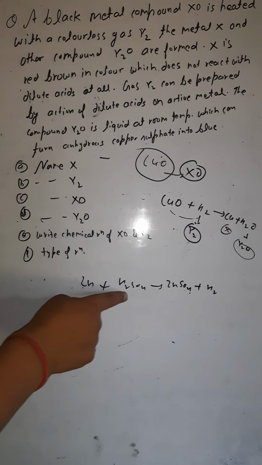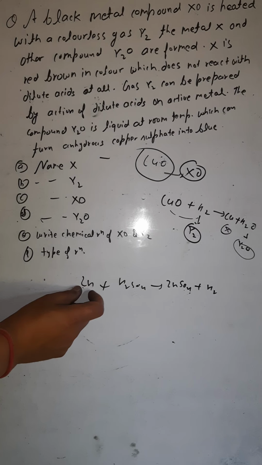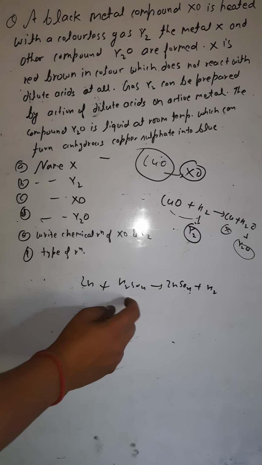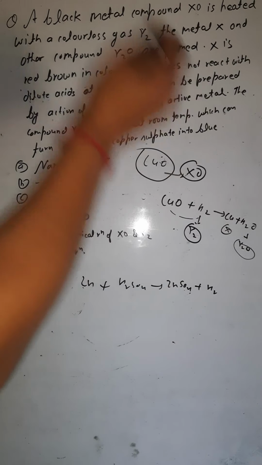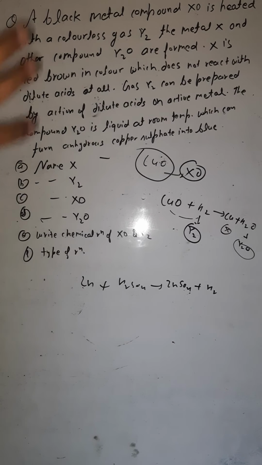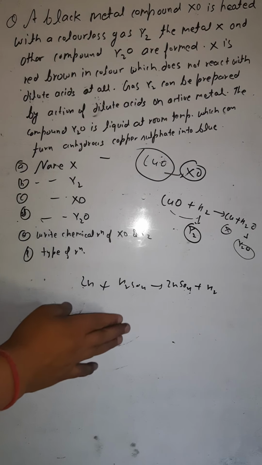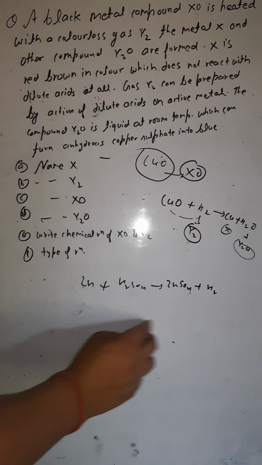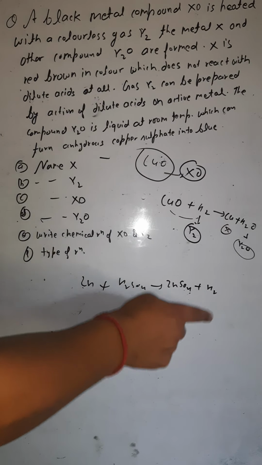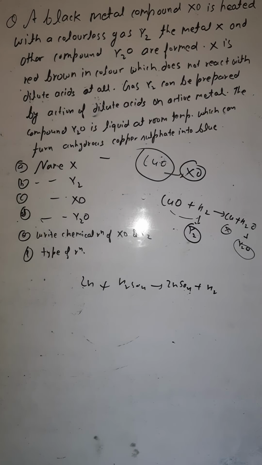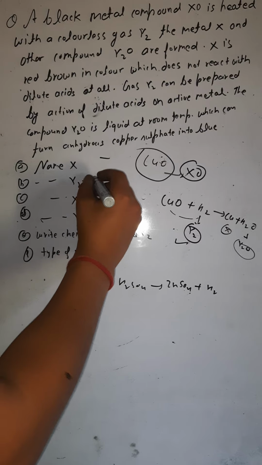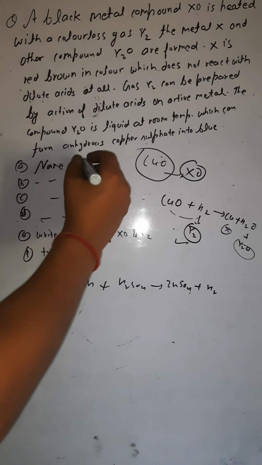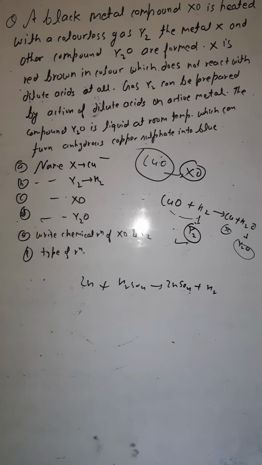When the active metal, let's say zinc, and the dilute acid, H2SO4, react, they make zinc sulfate, and hydrogen gas is liberated. Every time a metal reacts with dilute acids, it liberates hydrogen gas. So definitely this Y2 is hydrogen gas. Yes, we have the answer. Y2 is hydrogen gas. X metal is copper. Two answers I have now.